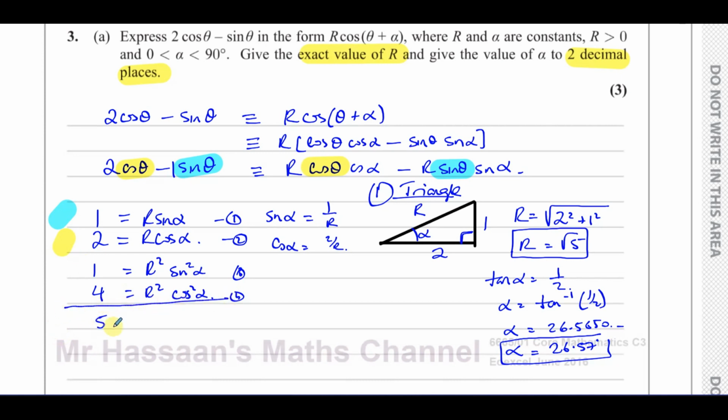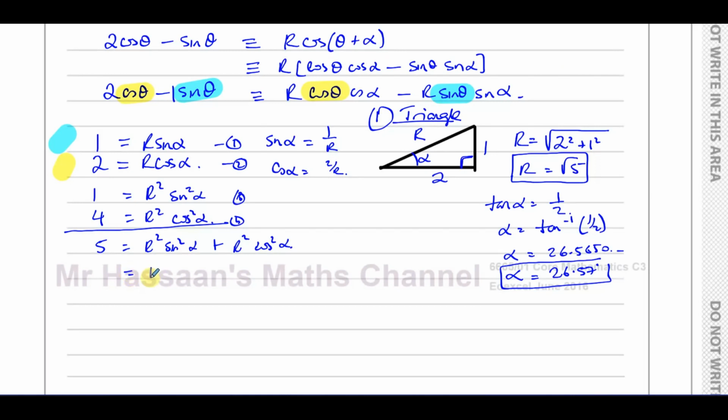Equals r squared sine squared alpha plus r squared cosine squared alpha. And we can see here what's common in these two terms is r squared. So I have r squared times, in brackets, sine squared alpha plus cosine squared alpha, and that's equal to 5. We know that sine squared alpha plus cosine squared alpha is equal to 1. So this gives you 5 equals r squared. Therefore, r equals the square root of 5.